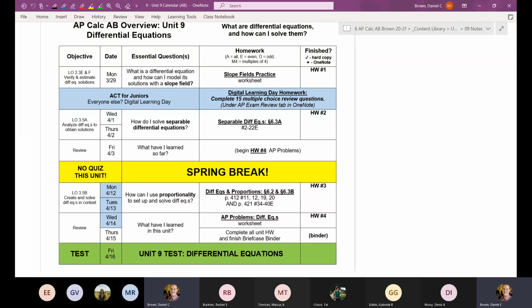It is a nice one to end the year with, because by its name, differential equations, you can assume there's going to be quite a bit about derivatives in there. But it does also attach to what we've been doing with the intervals.